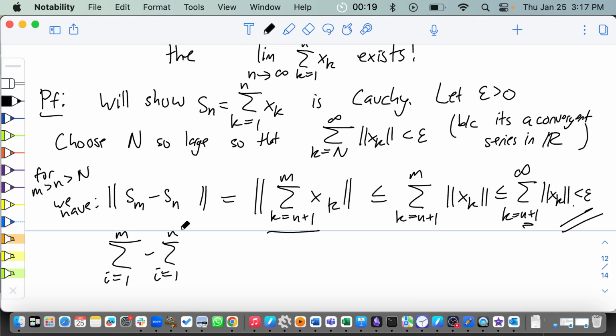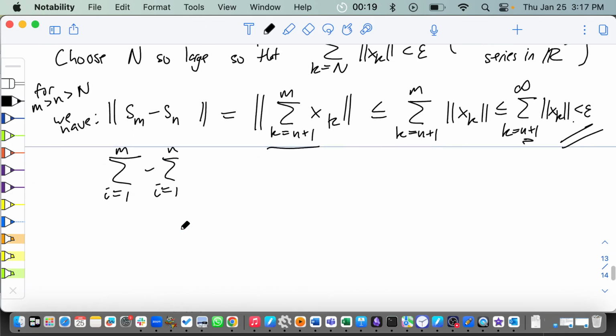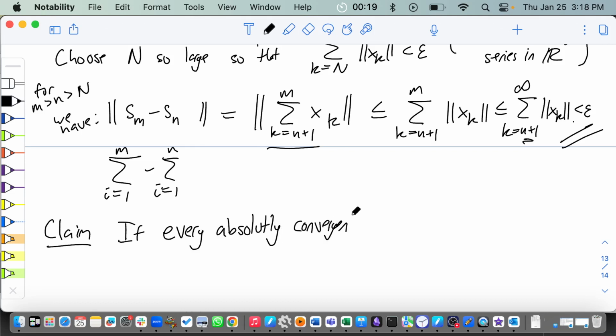Okay, now let's do the other way. And again, it's all about forcing Cauchy sequences to appear. So the claim, the other direction: if every absolutely convergent series converges, then the space is complete.